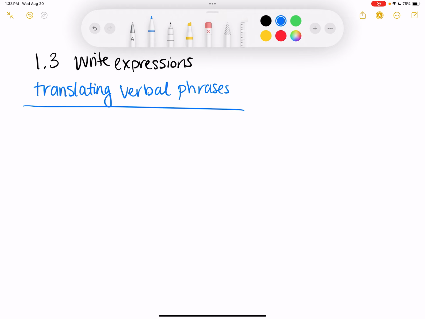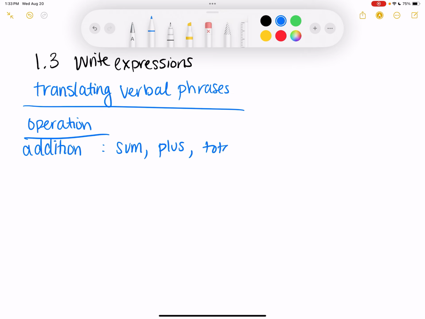So we've got the operation addition, this is the first one. And we would be looking for words like sum, plus, total, more than, increased by, or something of the sort. I'm sure there's some that I'm missing, but those are the main ones.